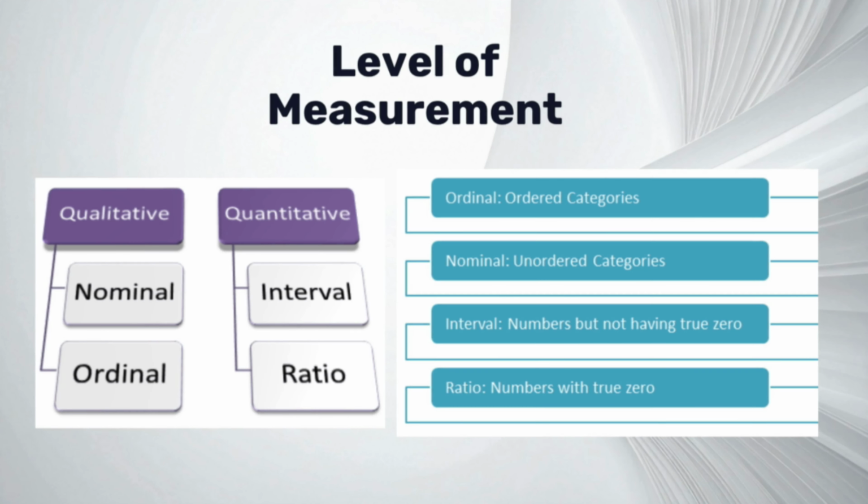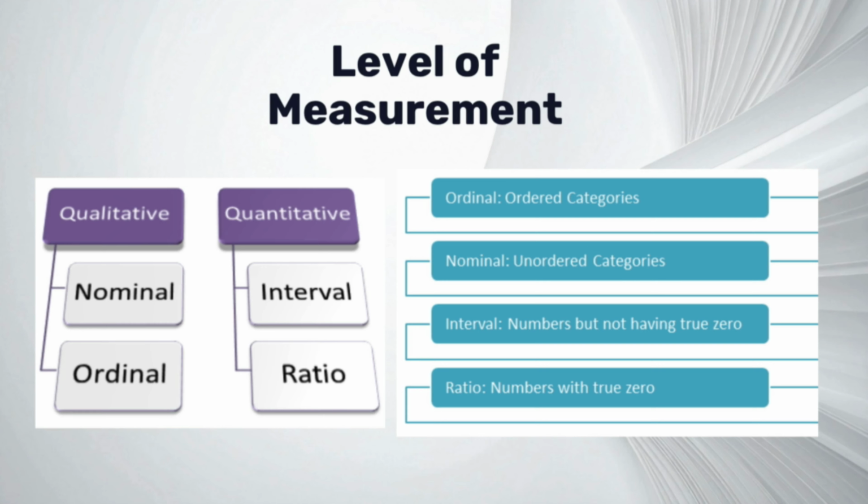There are two types of levels of measurement. One is qualitative, another is quantitative. There are two qualitative levels, nominal and ordinal. There are two quantitative levels, that is interval and ratio. So ordinal is ordered categories, nominal is unordered categories, interval is numbers but not having a true zero, and ratio is numbers with a true zero.